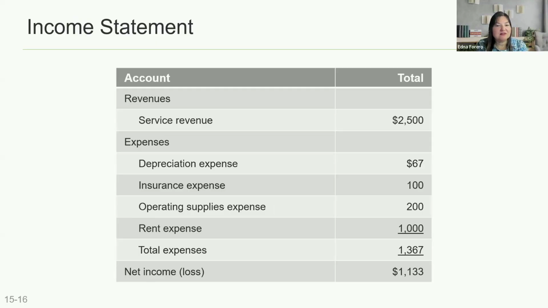Now, looking at the accounts in that income statement, again, we talked about that being at the lower half. Perhaps it's on another sheet, but you want to look for these accounts to make sure that they match. We've got our revenues there at 2,500. We saw that on our statement. And now we've got those expenses listed as well. Rent expense, operating supplies expense. And so we've got a net income at this point in time of 1,133. So this is the lower half again.